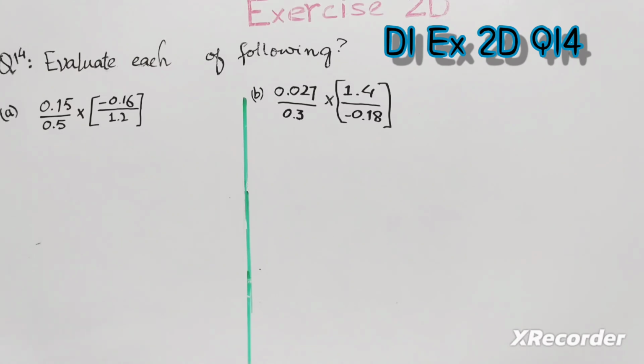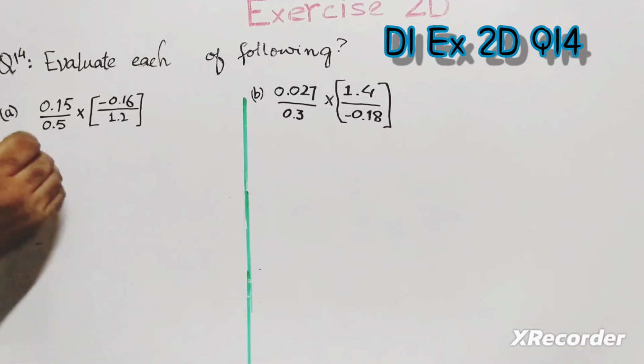Bismillahirrahmanirrahim. Assalamu alaikum. Moving forward to exercise 2D, question number 14. In this question, we have to multiply and divide the decimals as given. So let's start. Bismillahirrahmanirrahim. For our ease, we convert these decimals into fractions like that.